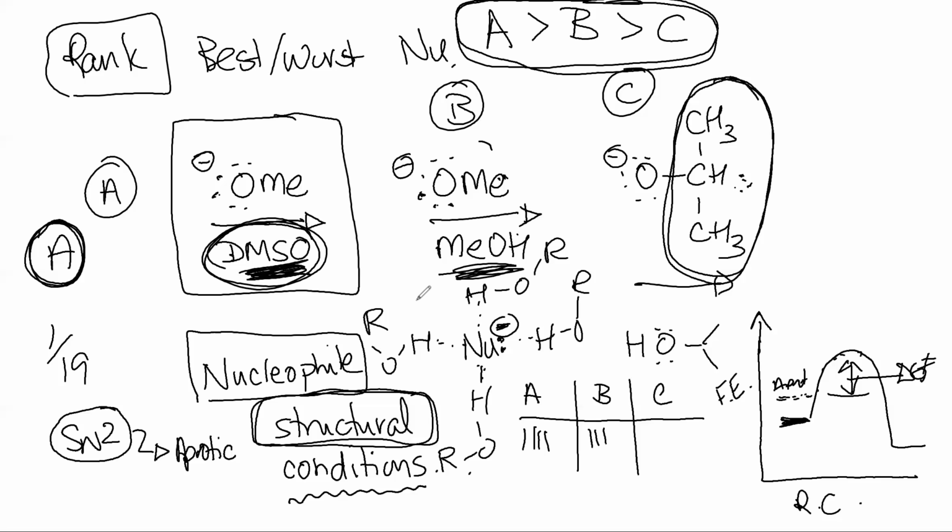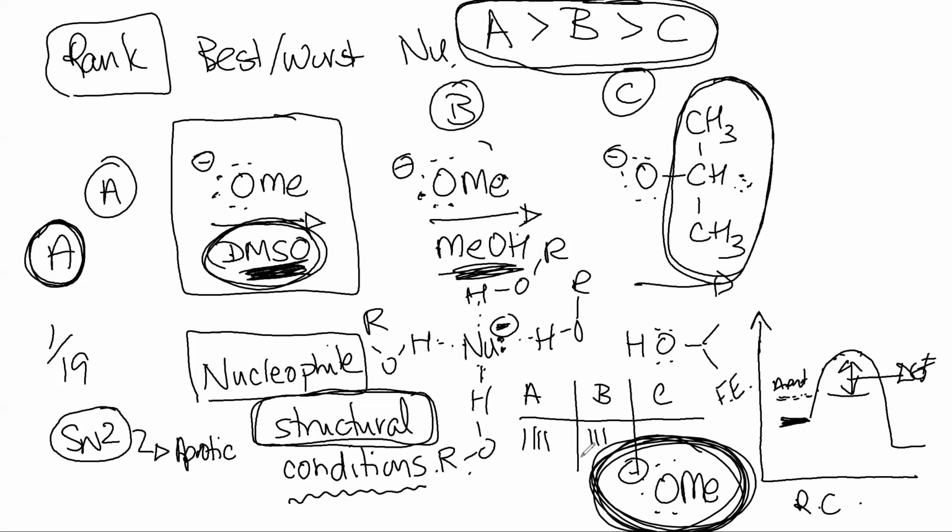So the question about how do we know if we're dealing with SN1 or SN2? The problem with oxygen-based nucleophiles like methoxide is that these can be strong bases. So you can't use methoxide in an SN1 reaction because you're going to do an elimination reaction.